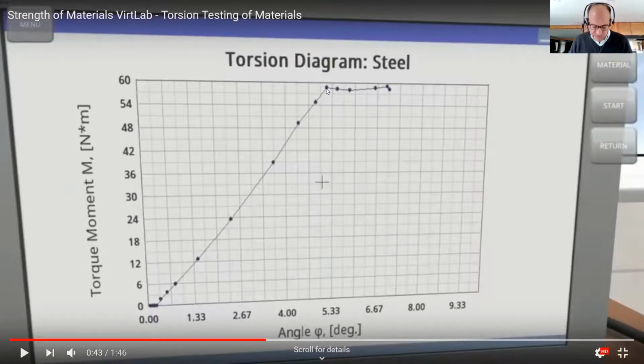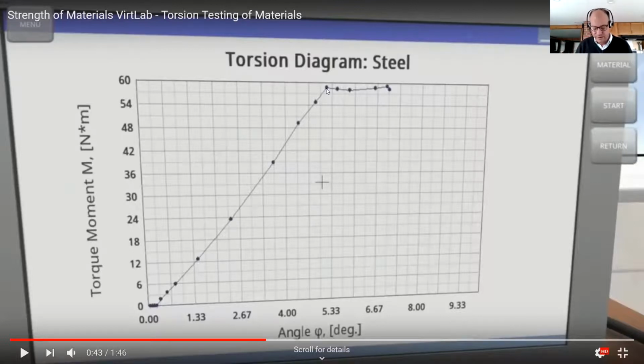So J then is going to be equal to TL over theta G, isn't it? You're going to find J, and you know that J is pi times r to the fourth divided by 2, right? The polar moment of inertia of a circular cross-section is pi r to the fourth divided by 2. So what you have to find for your lab is the polar moment of inertia. So let's do this. A, what is the polar moment of inertia of that tensile specimen?